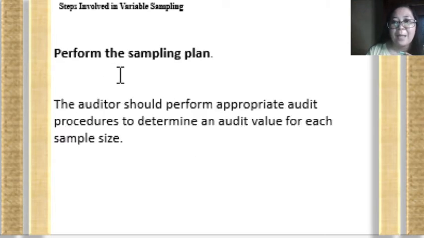The next step is that the auditor will perform the sampling plan. Here the auditor should perform the appropriate audit procedures to determine the audit value for each item identified.